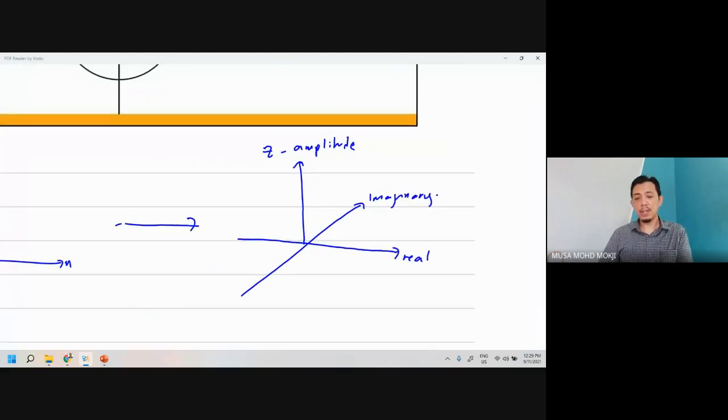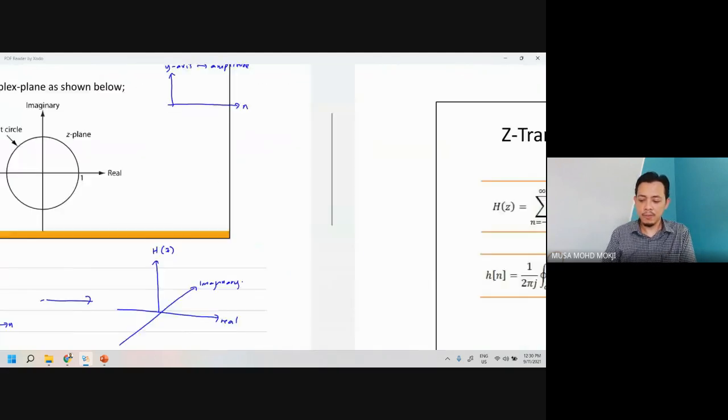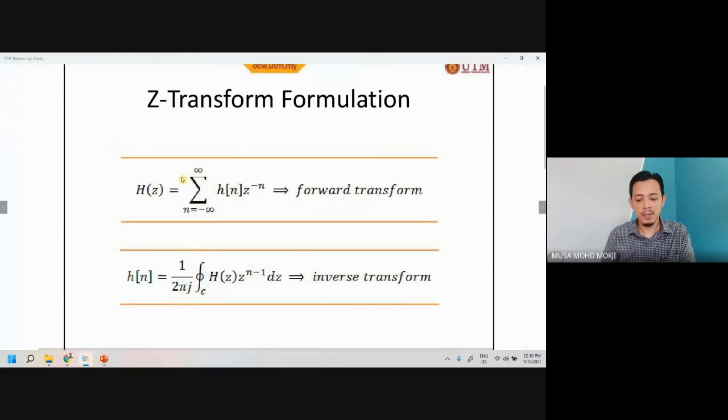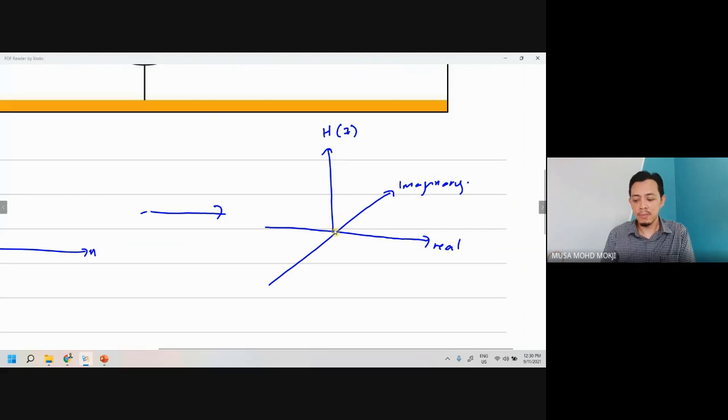Okay, looking back into this plane. What is this? This is the Z domain. We have on the horizontal axes the real and imaginary axes, and then this is the Z amplitude. I'm going to change that now. So this is actually the H(z). What is the formula again? We are trying to get H(z). What is this H(z)? It is that vertical axis. This is the vertical axis. So that one is H(z).